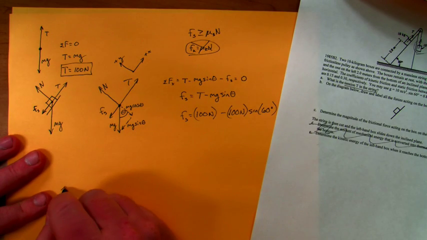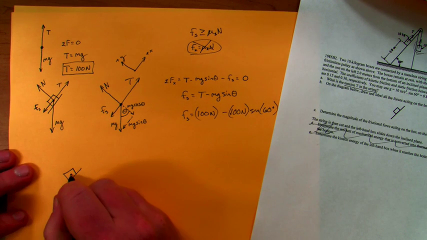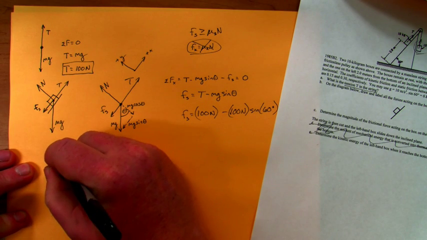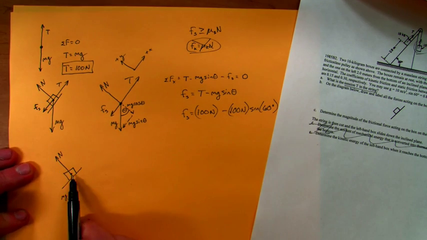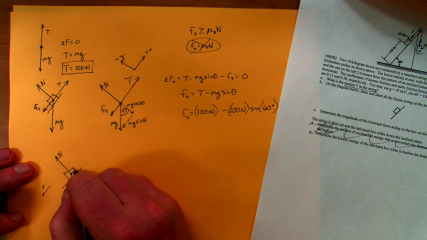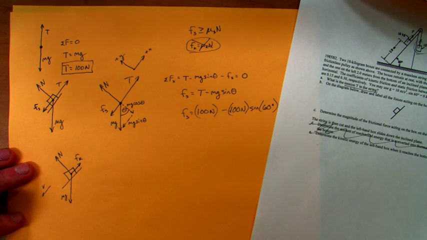Well, if I cut the string, now let's look at my free body diagram. So now there's still weight pointing down. There's still a normal force. But now which way is friction? The block is going to be sliding down the hill. My velocity is that direction. So friction is going to try to prevent that. And my kinetic friction is going to be up the hill.